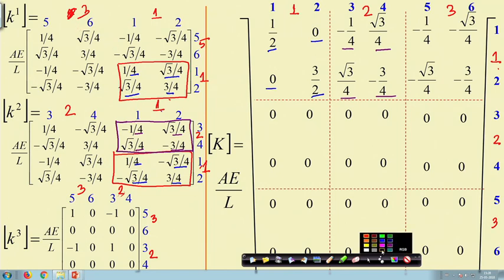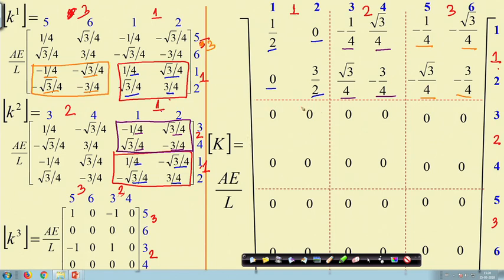So, this interaction, this is joint number 3, right? So, this becomes joint number 1 and joint number 3. So, this is minus 1 by 4, minus 1 by 4, minus root 3 by 4, minus root 3 by 4, root 3 by 4, root 3 by 4, and then minus 3 by 4, minus 3 by 4. So, this gives us how joint number 1 is related to various different joints.